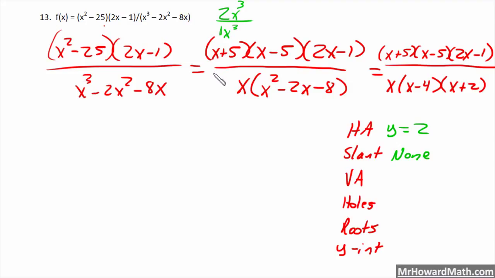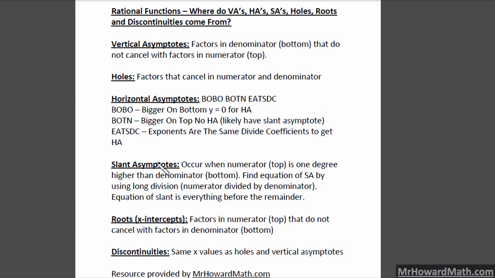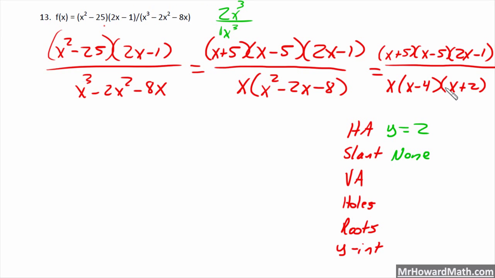Vertical asymptotes come from factors in the denominator that do not cancel. So using our list here, verticals: factors in the denominator that do not cancel. So let's see, we do not have any factors that cancel, so that means all three of these factors give me vertical asymptotes. So there's one at x equals 0 because of this x. There's one at x equals 4 because of this x minus 4 factor, and there's one at x equals negative 2 from this x plus 2 factor. Remember, you have to set each factor equal to 0 and solve. That's why the factors and the answers have opposite signs.